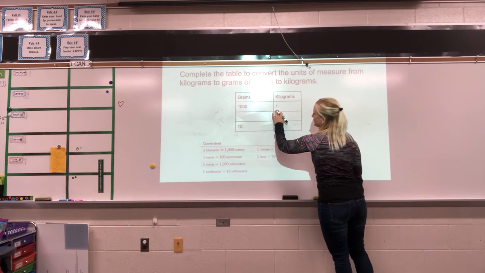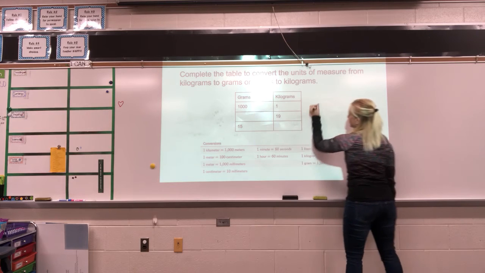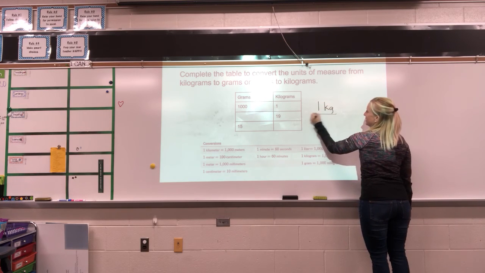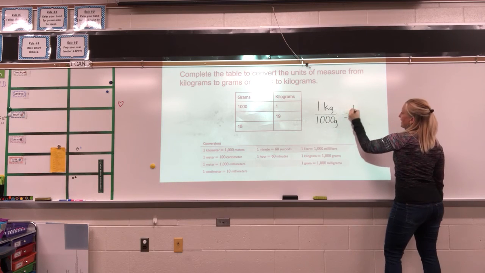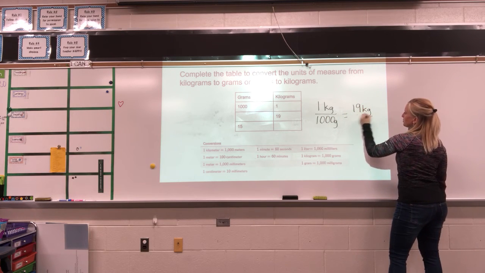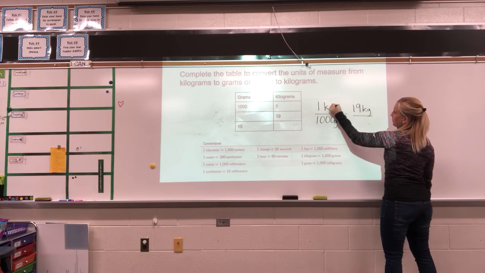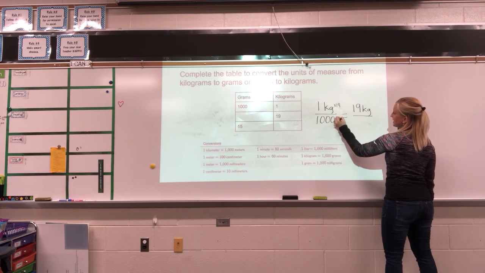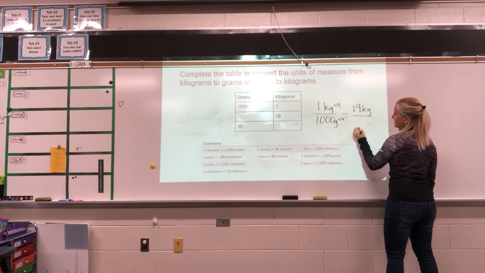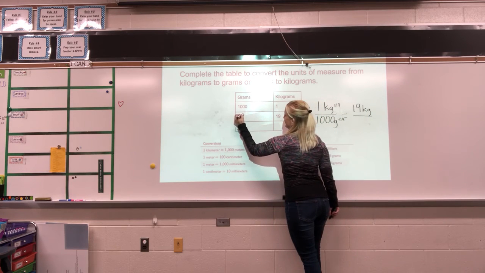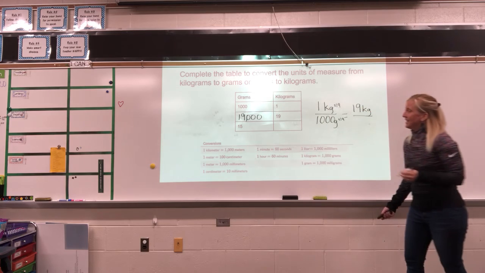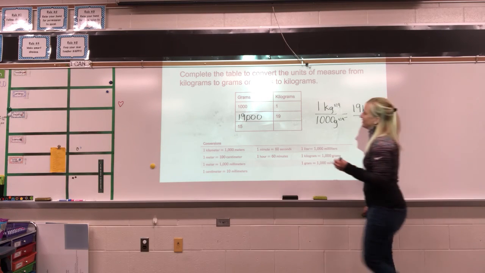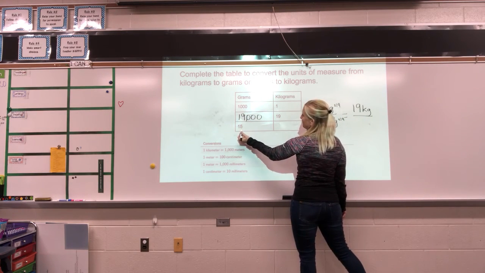Okay, 1 kilogram is 1,000 grams. And then I look at 19 kilograms would be how many grams? Well, 1 times 19 is 19. 1,000 times 19 is going to be 19,000 grams.